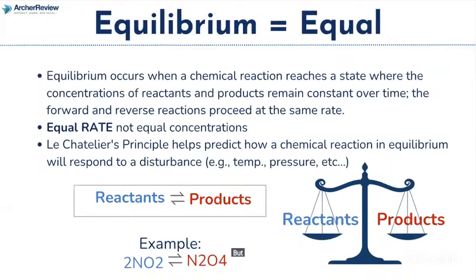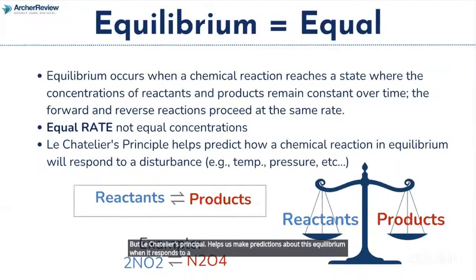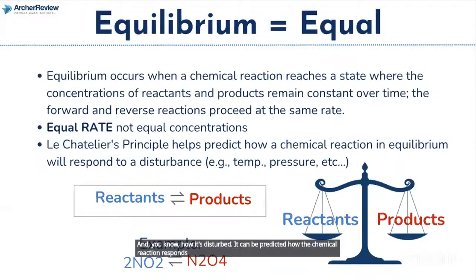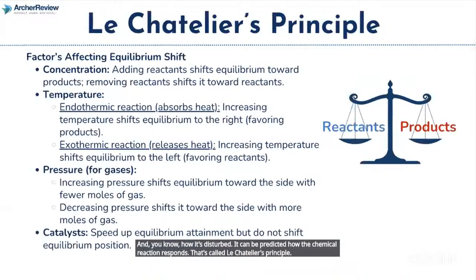But Le Chatelier's principle helps us make predictions about this equilibrium when it responds to a disturbance because chemical reactions in our body, for example, they're not in equilibrium for long. Your body is constantly being bombarded by stimulants, changes in pressure, changes in temperature, and your body has to respond to that. And so as soon as that equilibrium is disturbed, and you know how it's disturbed, it can be predicted how the chemical reaction responds. That's called Le Chatelier's principle. So let's break that down quick.